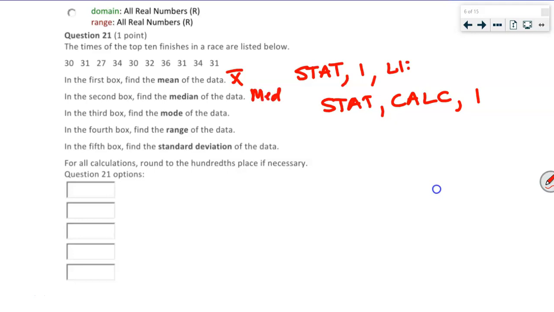Now, what does mode mean? Mode means the number that's there the most, okay? So we've got a 31 there, a 31 there, and a 31 there. So the mode is going to be 31 because it's the number that's represented the most times in the data.